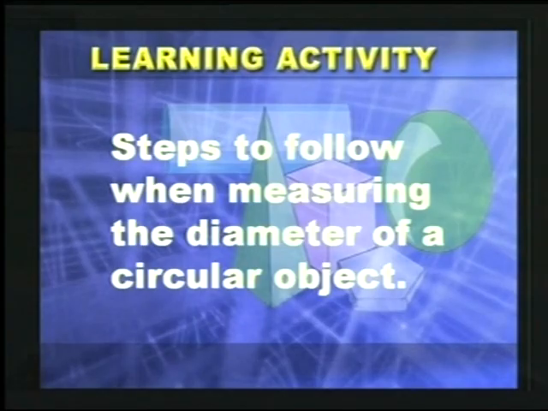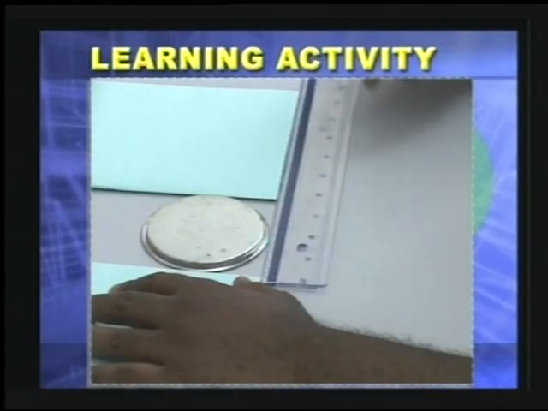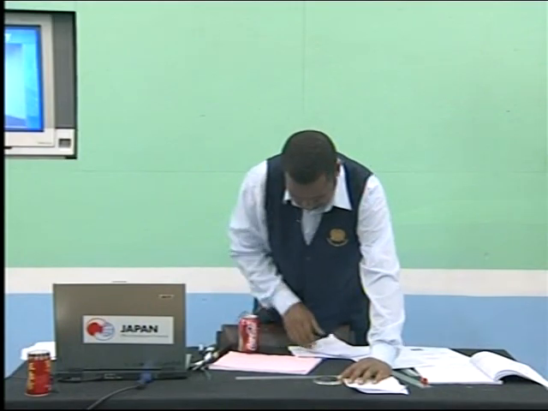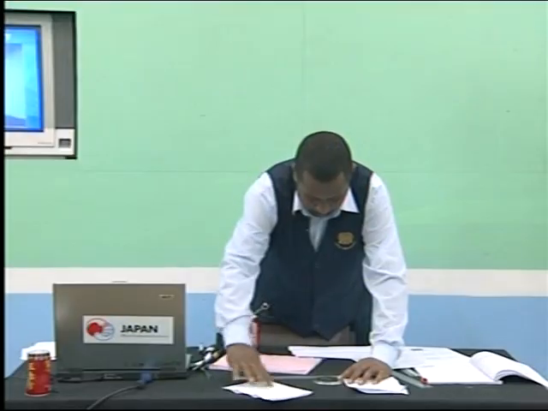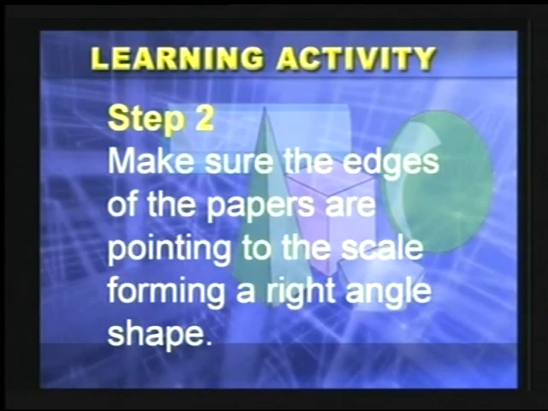Step number 1, place the circular object in between the two papers beside a ruler. So you should have placed the circular object in between the two papers next to the ruler like that on the screen. Let's do that. Okay, the next step, step 2, it says make sure the edges of the papers are pointing to the scale, forming a right angle shape.